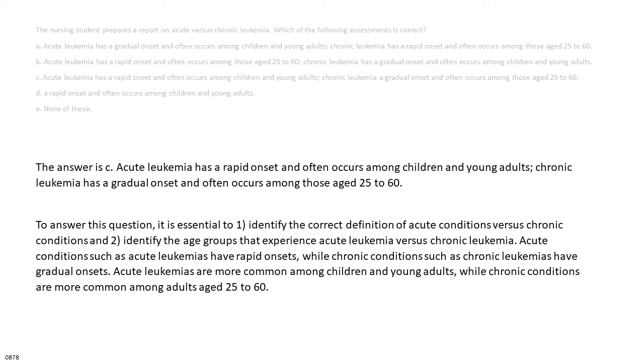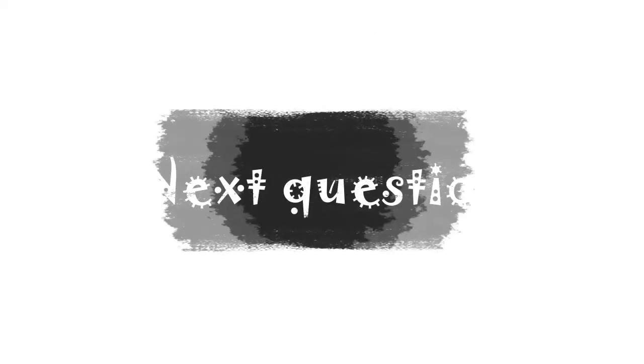To answer this question, it is essential to 1. Identify the correct definition of acute conditions versus chronic conditions, and 2. Identify the age groups that experience acute leukemia versus chronic leukemia. Acute conditions such as acute leukemias have rapid onsets, while chronic conditions such as chronic leukemias have gradual onsets. Acute leukemias are more common among children and young adults, while chronic leukemias are more common among adults aged 25 to 60.